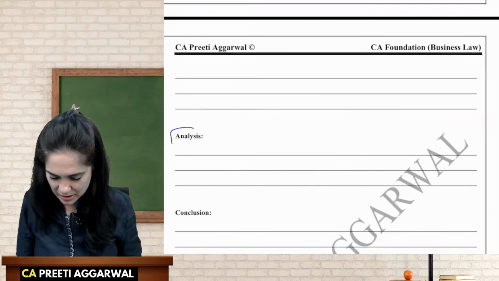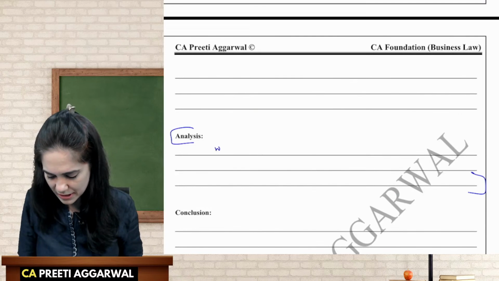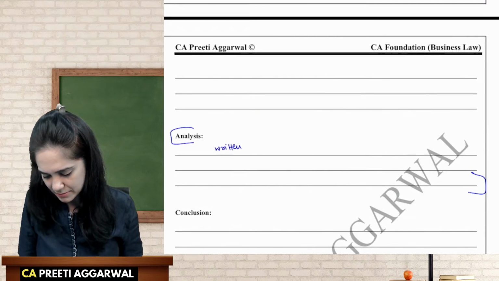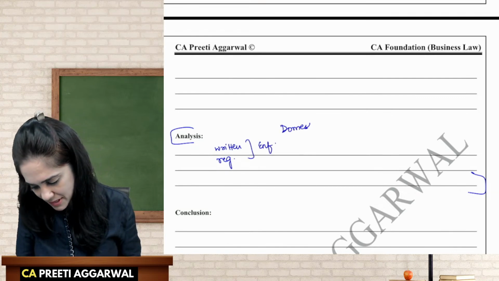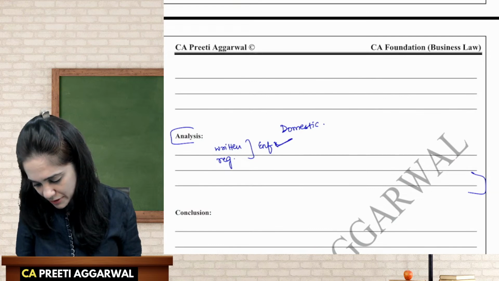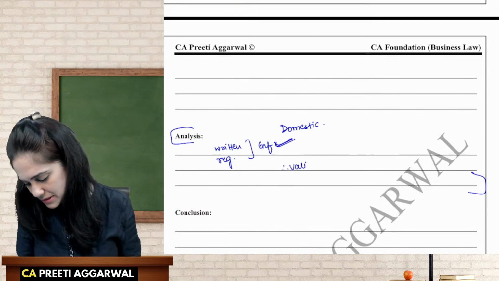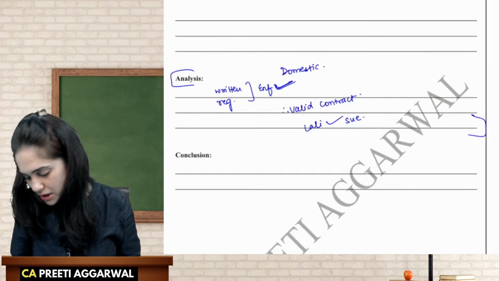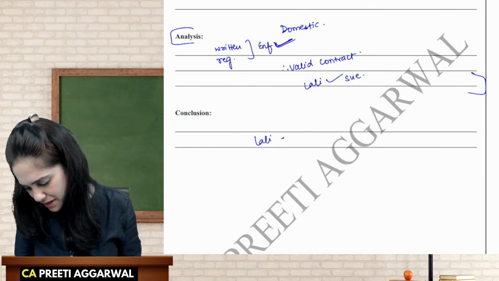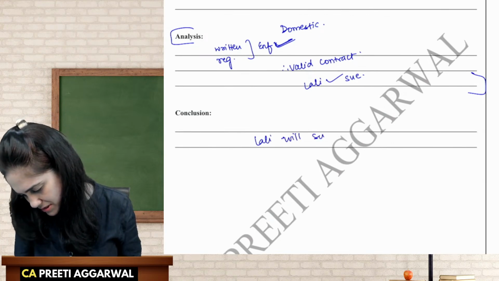Solution will be here. Because the agreement was in writing, because it was registered, this shows enforceability, even though it is a domestic agreement, but we are showing enforceability. Therefore, it is a valid contract and hence Lali can sue. Conclusion may be Mrs. Lali will succeed.